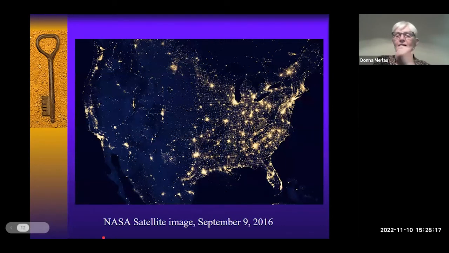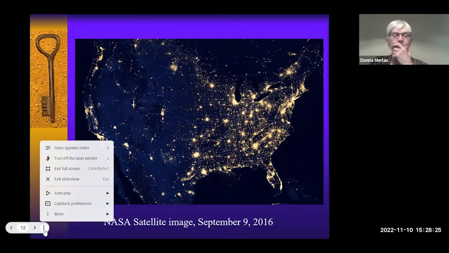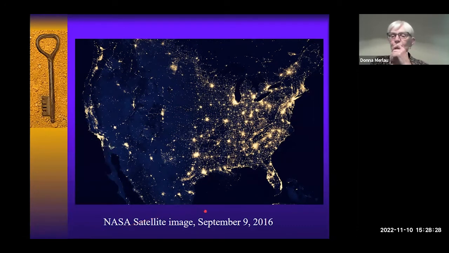What am I seeing here? This is an image taken from space. It's a time-lapse image. What am I seeing? Am I seeing any patterns? Can I see anything that I can point out?